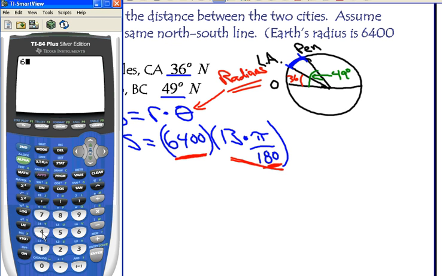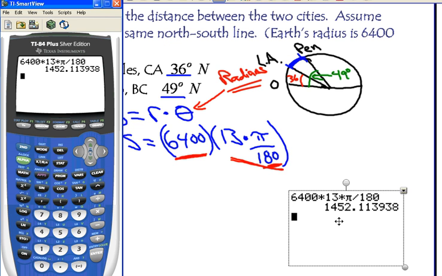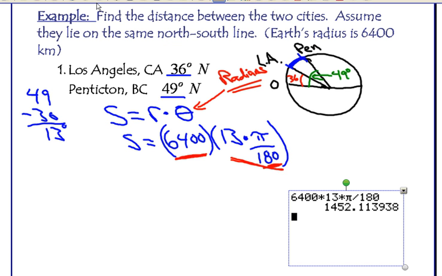6,400 kilometers. We'll take that times 13, times pi, and divide by 180. And again, the pi over 180 was to switch our degrees into radians. Let's get our answer. And we get 1,452 kilometers. So this is a nice application of our arc length formula and a nice reminder that if they give you degrees, even though it's something we're very comfortable with, if we're going to use the arc length formula, it has to be in radians.